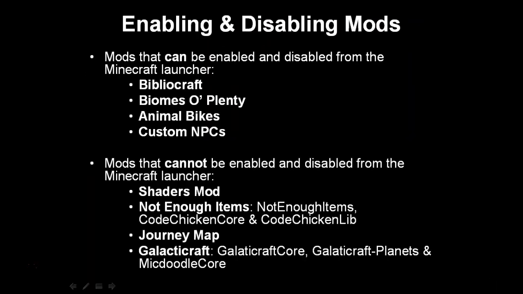There are a number of different ways we can categorize the mods that are going to be used in this course. But when it comes to enabling and disabling mods, there's two basic groups of mods that we're going to be using. Those are mods that can be enabled and disabled from the Minecraft launcher, which include Bibliocraft, Biomes O'Plenty, Animal Bikes, and custom NPCs, and mods that cannot be enabled and disabled from the Minecraft launcher. Those are the Shaders mod, Not Enough Items, Journey Map, and Galacticraft.